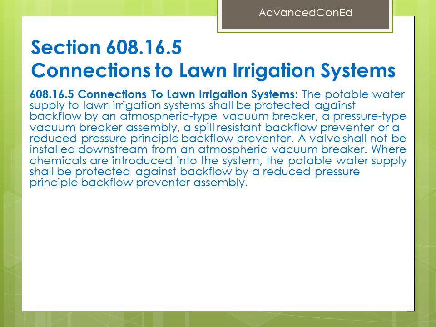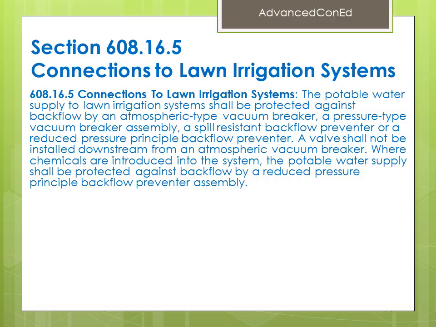Section 608.16.5 Connections to lawn irrigation systems. 608.16.5 Connections to lawn irrigation systems. The potable water supply to lawn irrigation systems shall be protected against backflow by an atmospheric type vacuum breaker, a pressure type vacuum breaker assembly, a spill resistant backflow preventer, or a reduced pressure principal backflow preventer.